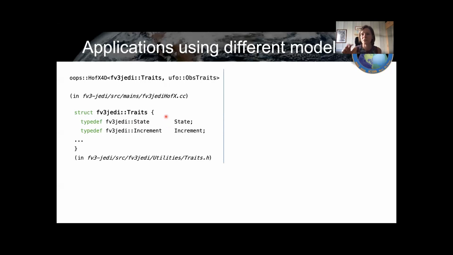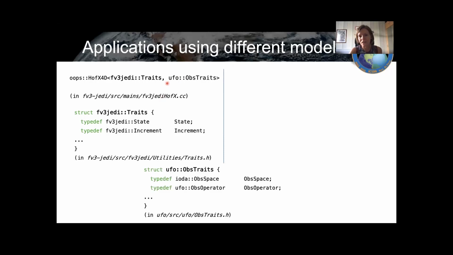So that's how this connection at the code level between the implementation of the interface and this OOPS high-level DA algorithm is made. And then the second parameter, the UFO obs traits, will list all the classes that are relevant to the observation space things. Since for the realistic models we always use IODA and UFO implementations, all the models are basically going to use this UFO obs traits. So it uses obs space from IODA, obs operator from UFO.